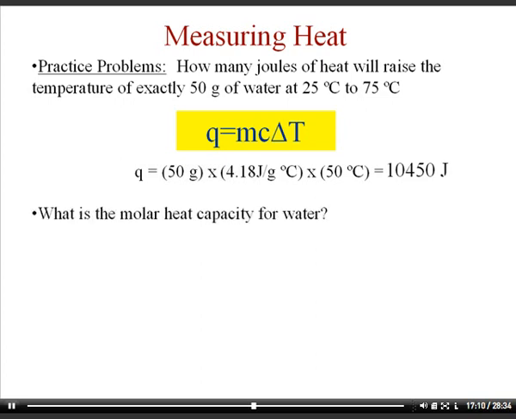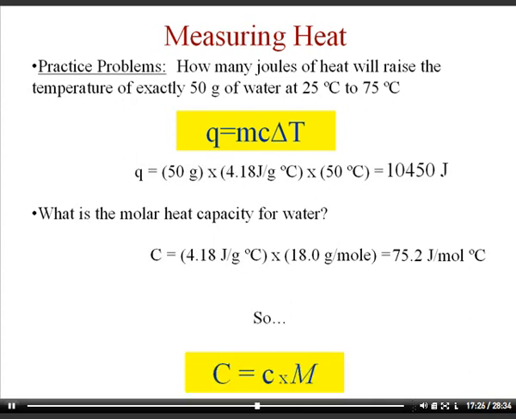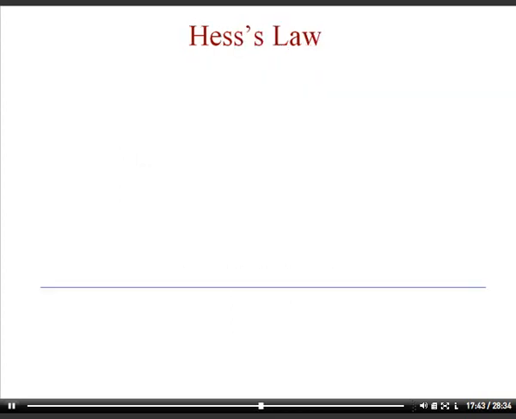Now, if you wanted to calculate the molar heat capacity for water, you can take the conversion factor of 4.18 joules per gram degree Celsius times the molar mass, and you will get the units of joules per mole degree Celsius. I summarized it in a formula: big C, which is molar heat capacity, equals little c, the specific heat, times M, which is the molar mass or the molecular weight of water. So big C equals little c times big M. That formula is not on your AP equation sheet that I know of.